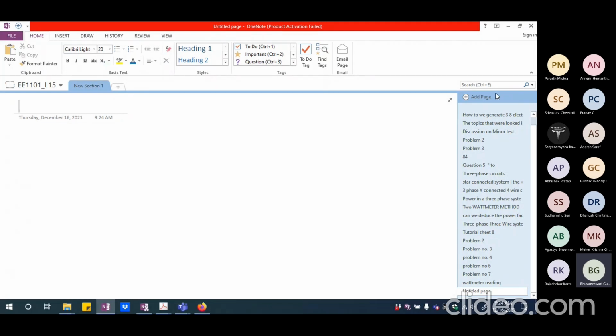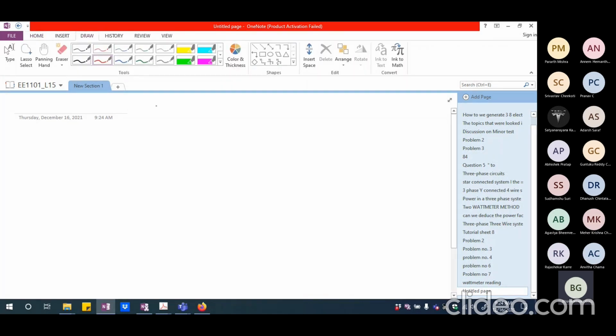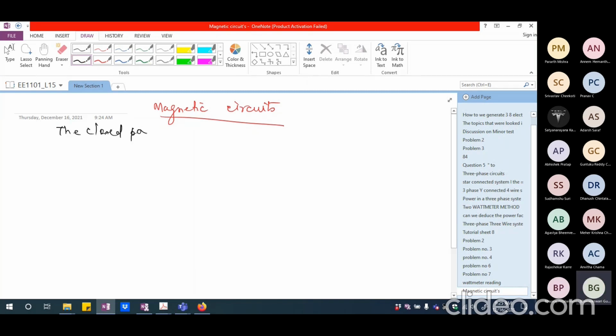Okay, good morning. We had started on magnetic circuits in the last class. So just to reiterate what we had seen in the last class with regard to magnetic circuits, I specified that the closed path followed by a magnetic field line is what is known as a magnetic circuit.